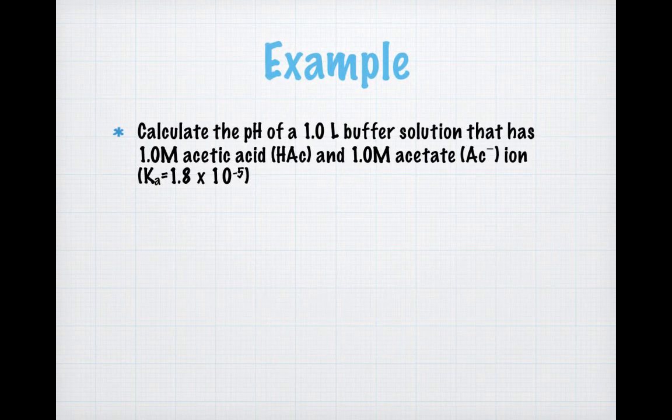Well, here's an example that we're going to work out in class, but what we want to do is calculate the pH of a 1 liter buffer solution that has 1 molar acetic acid, HAc, and 1 molar acetate ion. And there's the Ka of the acetic acid. So give that one a shot on your own. We will work it out in class.